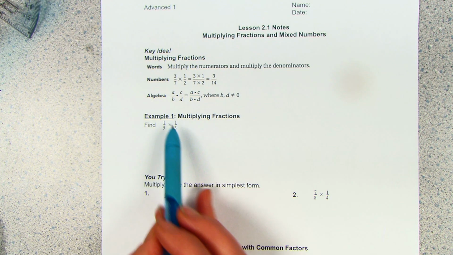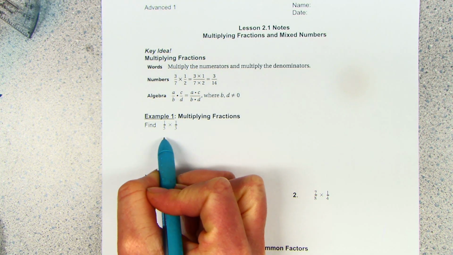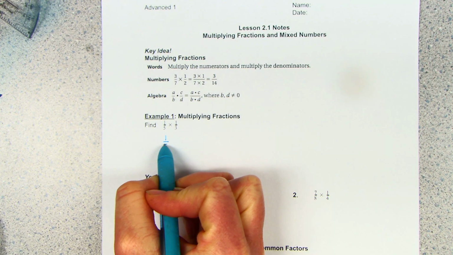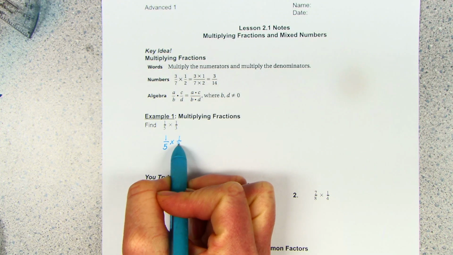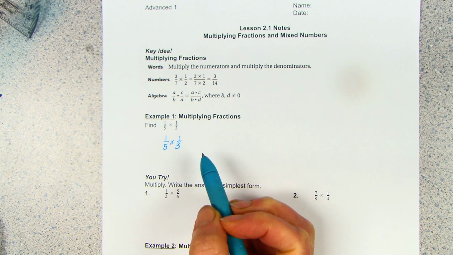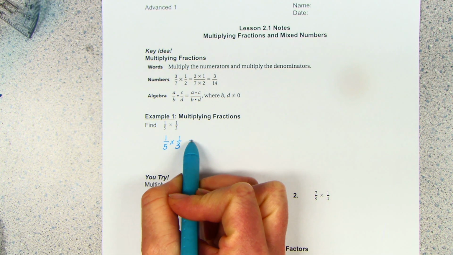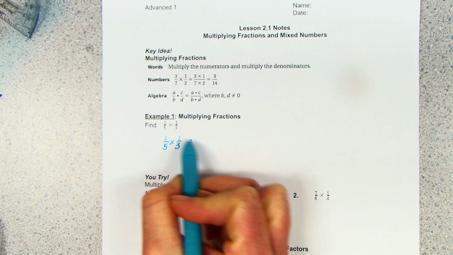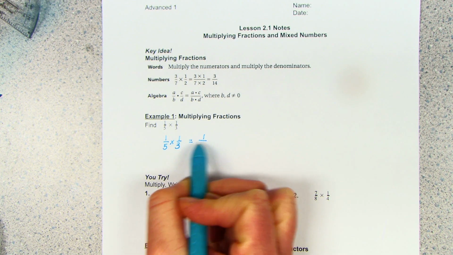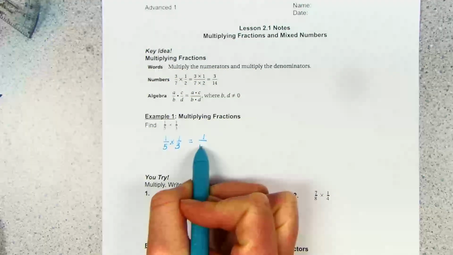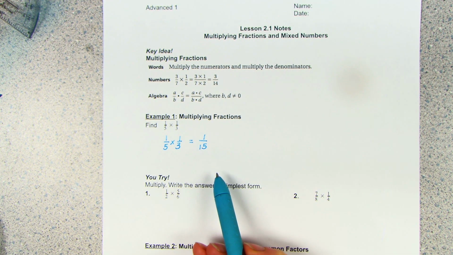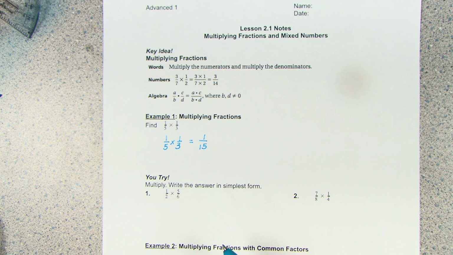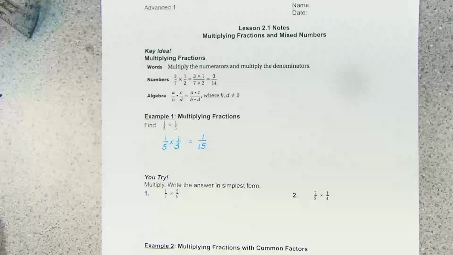Right? So for example 1, if we want to multiply 1/5 times 1/3, we can multiply the numerators and denominators. 1 times 1 is 1, and 5 times 3 is 15. And then you always have to check to see if that can be simplified, but of course this one can't because the numerator is 1. Okay, you have 2 you tries.